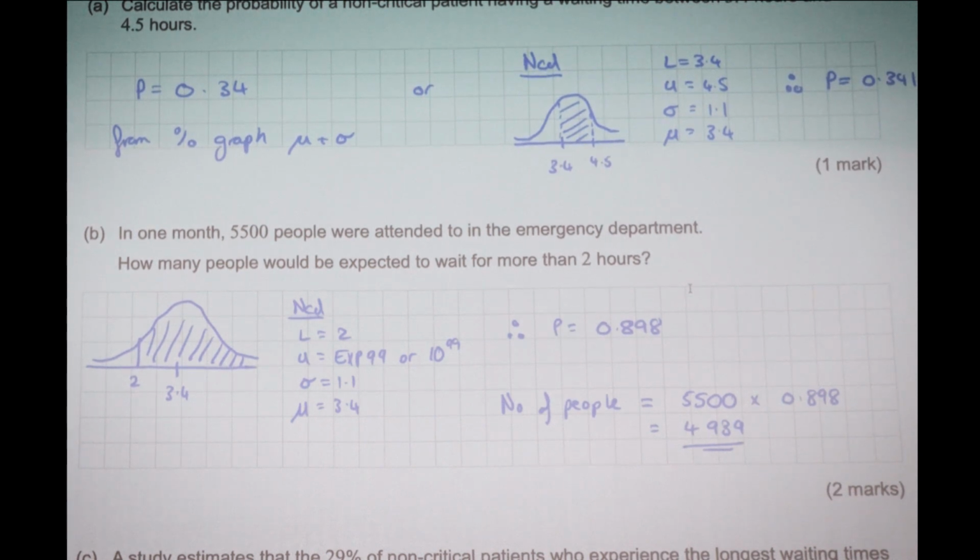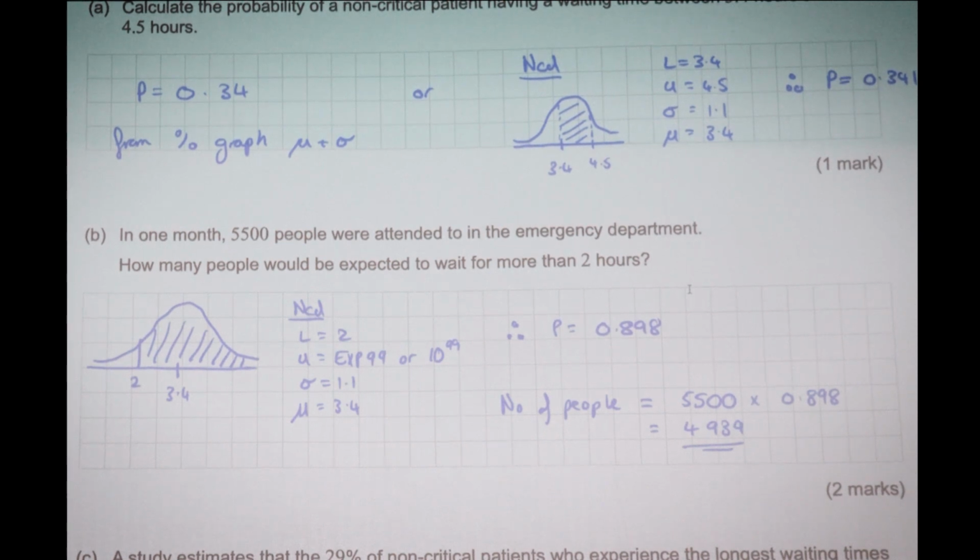Any questions about anything so far? Yeah. If you gave 34%, would that be accepted? If it's a percentage of probability, you can give it as a decimal, a percentage or a fraction, so we'd be happy to accept that.